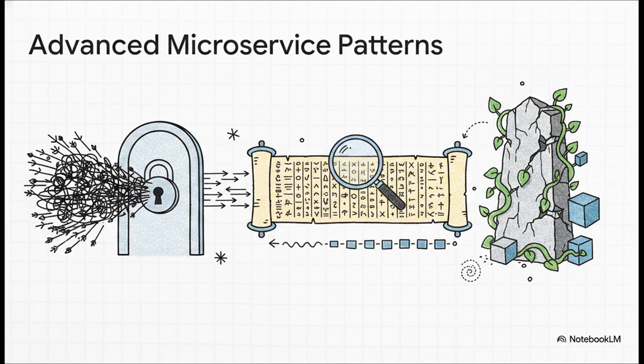And then there's the Strangler pattern. This one lets us gradually migrate, or strangle, legacy monolithic systems piece by piece, so we never have to attempt one of those massive, highly risky overnight rewrite nightmares.